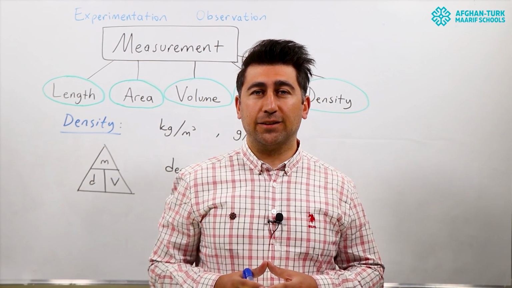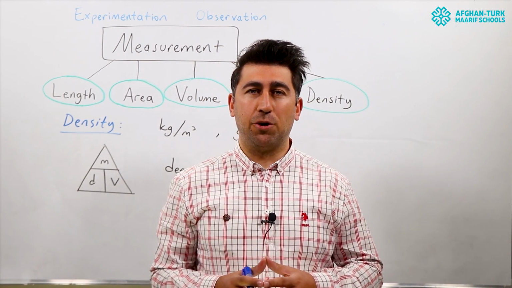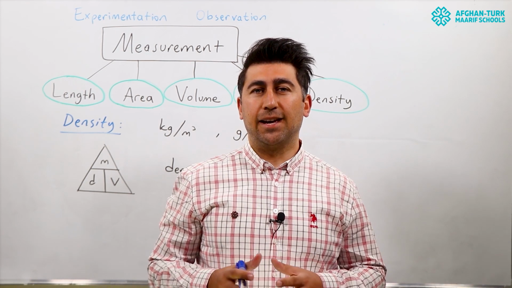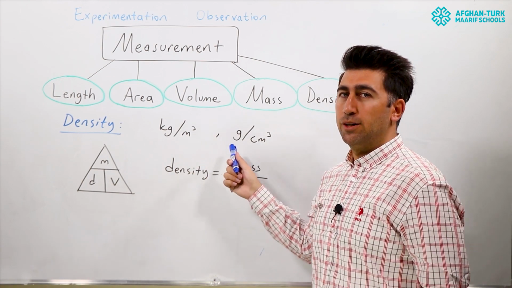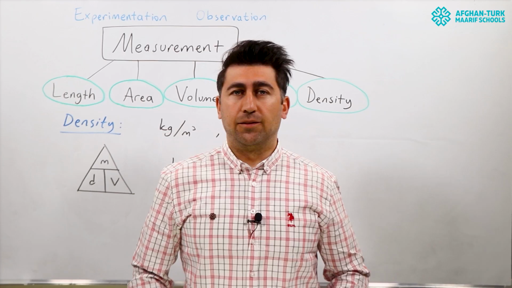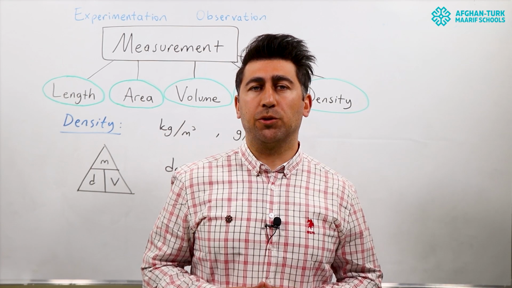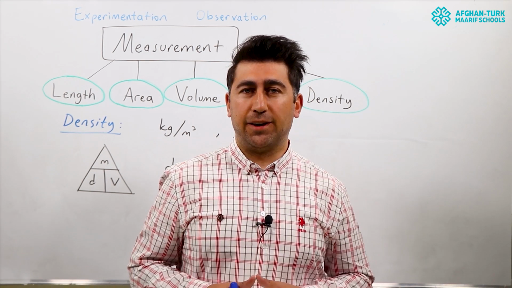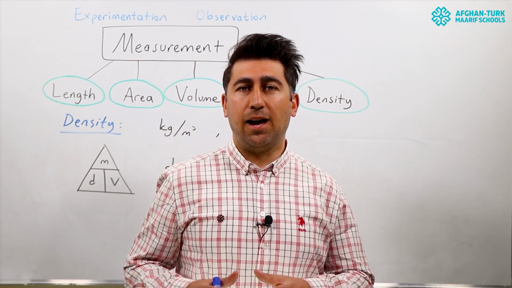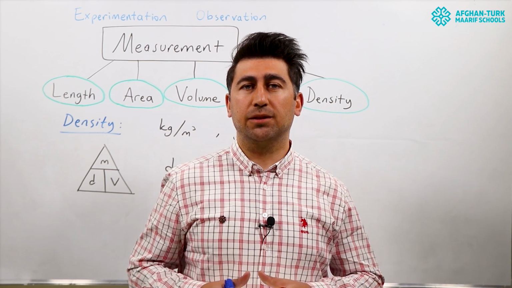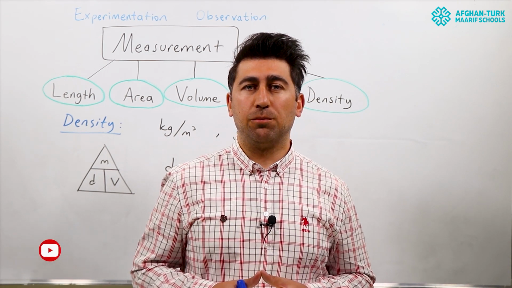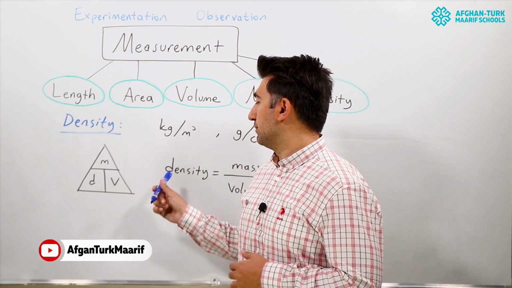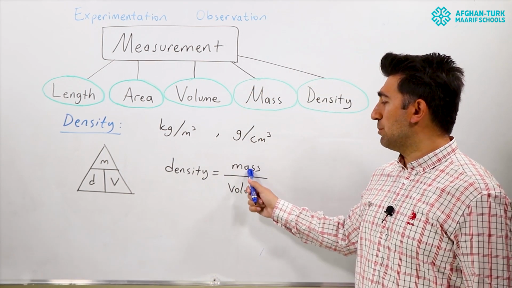Continue. Density is defined the amount of mass per unit volume. The SI unit of density is kilogram per meter cube or gram per centimeter cube. Density is a characteristic property of a substance. The mass of atoms, the size of atoms, and how they are arranged determine the density of a substance. Density is equal to mass divided by volume.